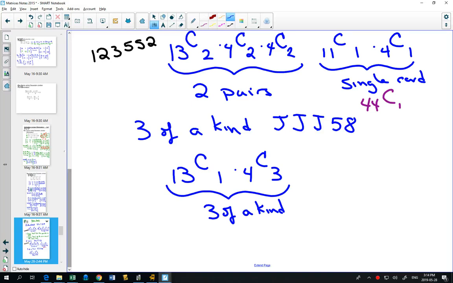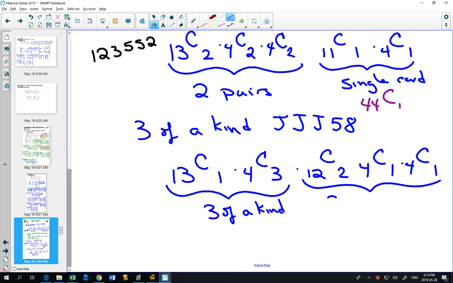Okay. And now we need to choose our 2 single cards. We choose them at the same time because they're the same size. Whatever we choose first, there's 4 of those, choose 1. 4 of the other one, choose 1. This will be 2 single cards.